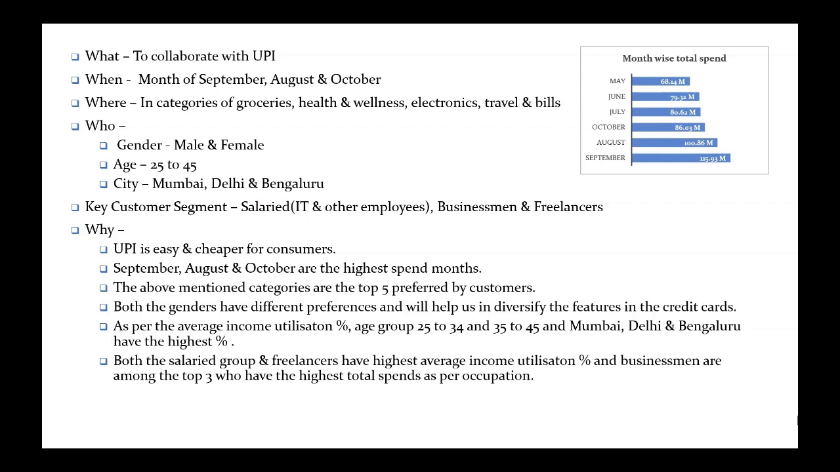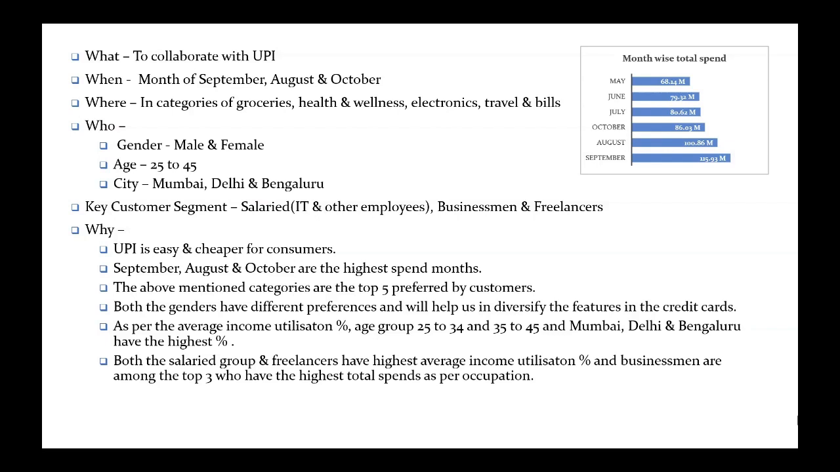Then the age group is 25 to 45, because these two age groups were consistent in every analysis, whether it is key average income utilization percentage or whether it is the total spend. Similarly, the same reason for selecting these three cities.